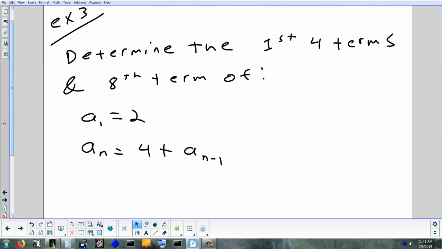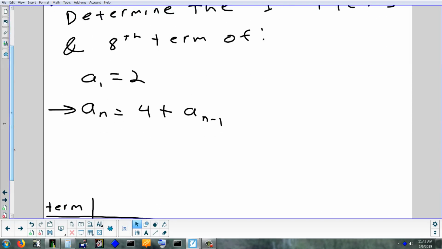All right, so here's a recursive formula. I want to find the first 4 terms and the 8th term of this. So the first term is 2. If you were just looking at this, how would you explain to somebody how to get the next term if they didn't understand this fancy notation? Just simplify what you do each time. Add 4. Add 4 to what? Yeah, just add 4 to the one that came before it. So let's find the first 4 terms, and then the 8th term.